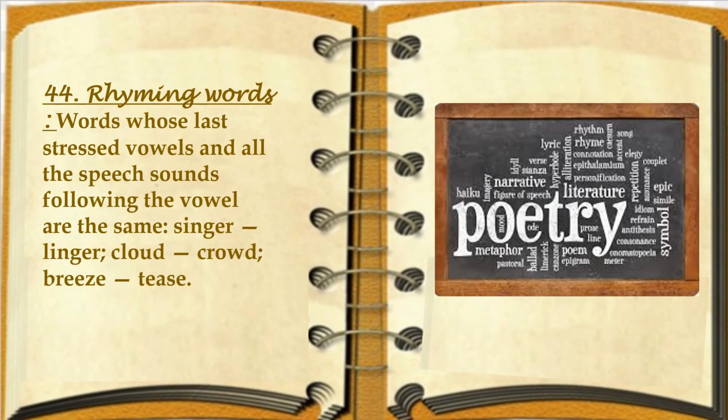Rhyming words: the words whose last stressed vowels and all the speech sounds following the vowel are the same. In simple terms, we are all familiar with those rhyming words, the words that come at the end of each line in the poem and sound similar, like cloud, crowd, breeze, tease. So their sounds are similar. These words are called rhyming words, and the poem is written in such a way that it should sound rhythmic.